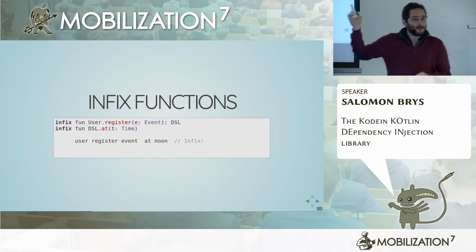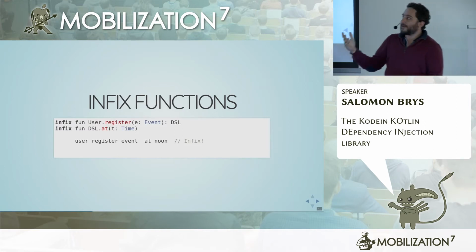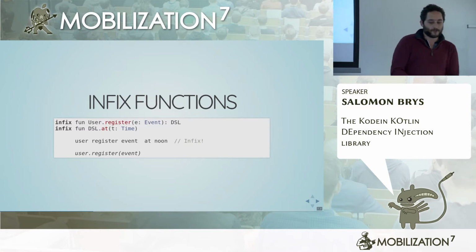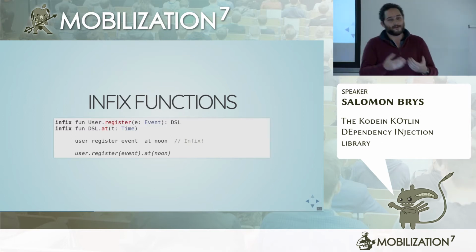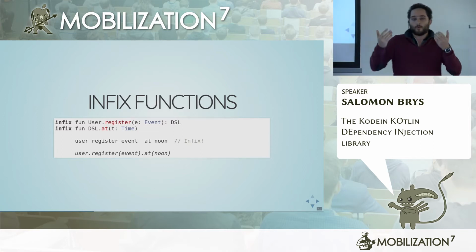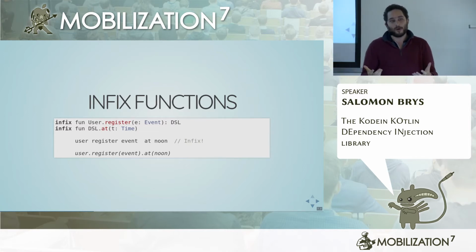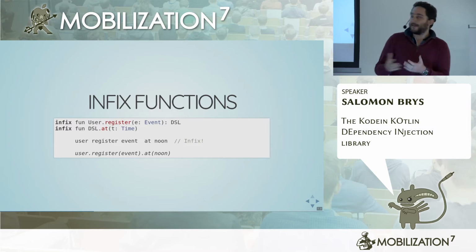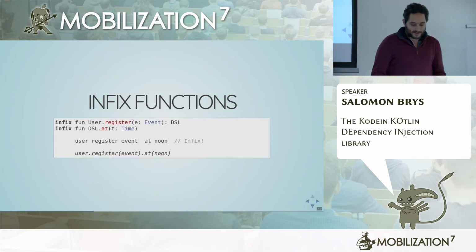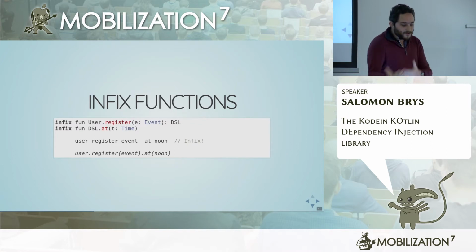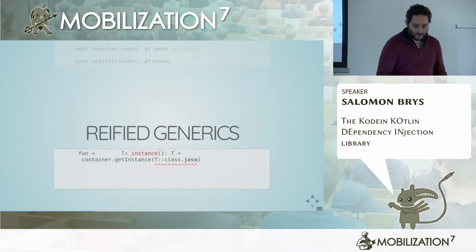If I think about it, it becomes clear that user is an object, register is a function, event a parameter, and that at is also a method, and noon is also a parameter. But when reading this, I don't have to, because I understand the DSL. The DSL is user register event at noon, and that's understandable. So that's the first feature that Kotlin brings to the table.